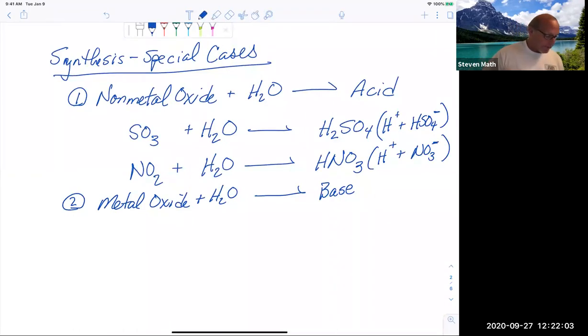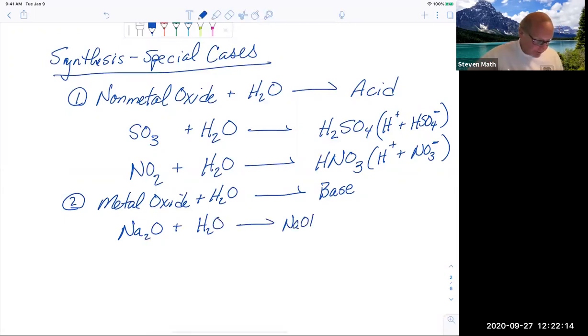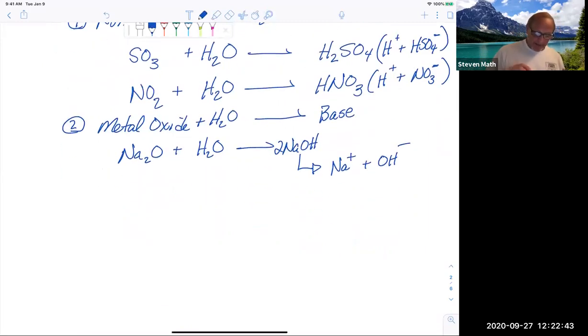Same thing is going to happen with our bases. If we take sodium oxide, Na2O, and combine that with water, we're going to make NaOH. And if we balance this out, we're going to go 2, and everybody's going to be happy. But NaOH is a strong base, so let's break that apart. A better answer is going to be Na+ and OH-. NaOH is a decent answer, but it won't get you full credit. You have to dissociate strongs.